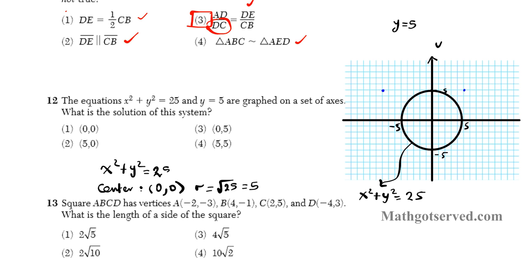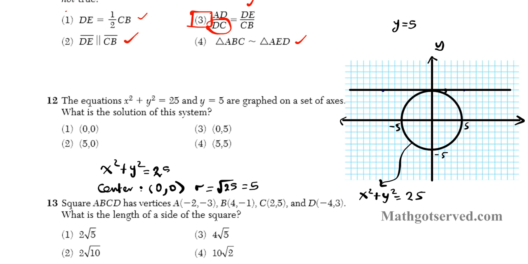So what kind of line is that? Well, it's a horizontal line going through y equals 5 on the y-axis. So the line y equals 5 is this line right here. Regardless of what x is, y is always going to be 5.